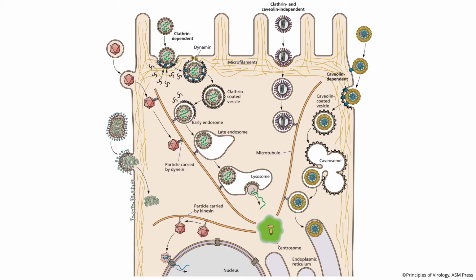And that's the case for all of this virus transport, whether viruses enter by clathrin-dependent endocytosis, by clathrin and caveolin independent mechanisms, by caveolin-dependent mechanisms. The vesicles travel along these microtubule networks. And as you know, the microtubules all end at the centrosome, which is quite close to the nucleus.